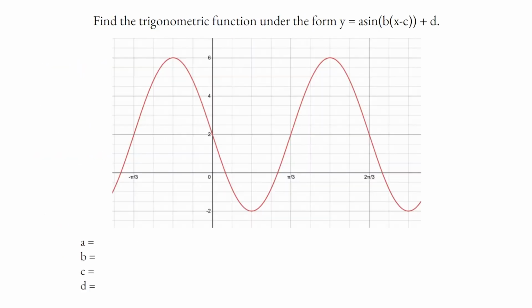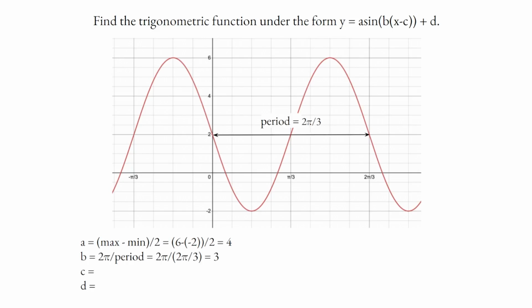Now, how can we find a function based on a graph? Well, to find a, we can simply use the formula maximum minus minimum over 2. So we have 6 minus negative 2 over 2, which is 4. The period, b, is 2 pi over the period. So we have 2 pi divided by 2 pi over 3, which gives us 3.